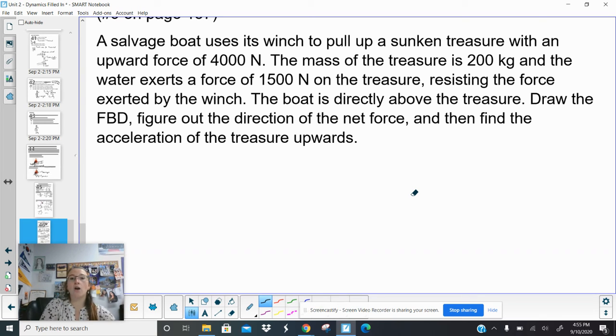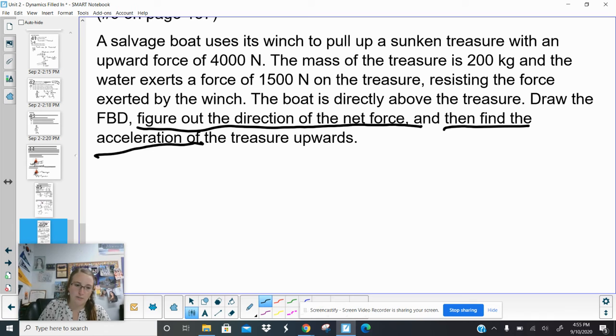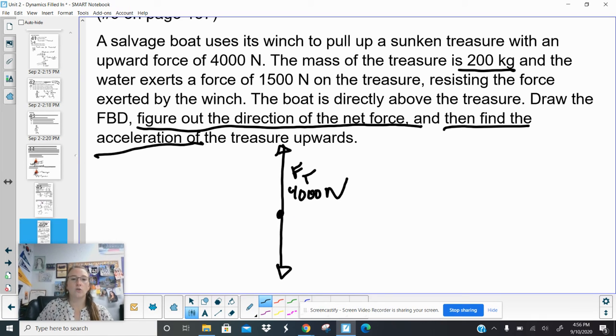Now we are going to find the acceleration of the treasure which is going to involve us knowing the direction it's traveling. We'll talk about that, but go ahead and give it a shot and then come back and check. Okay, let's draw the FBD, the free body diagram. So here's my treasure. I'm just going to draw it as a dot. The boat is pulling up. We would call this the force tension of being pulled up with an upward force of 4,000 newtons. However, the mass of the treasure is 200 kilograms. So this is Earth, do not forget. Gravity is still pulling down.